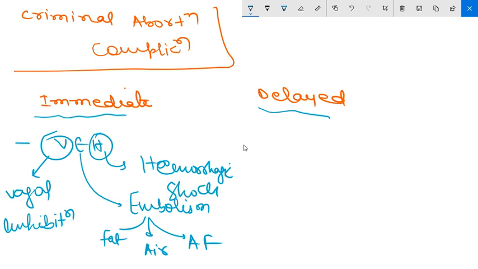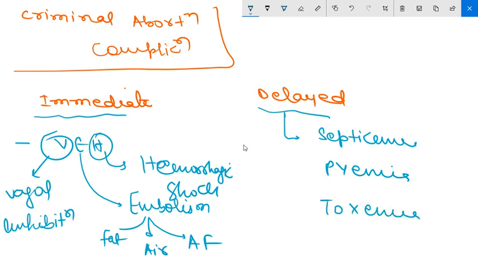Now coming to the delayed complications. Delayed is basically related to septicemia. There may be pyemia, toxemia, local infection, and tetanus infection. These are the delayed complications of criminal abortion. Now there are two more categories: systemic complications and remote complications.